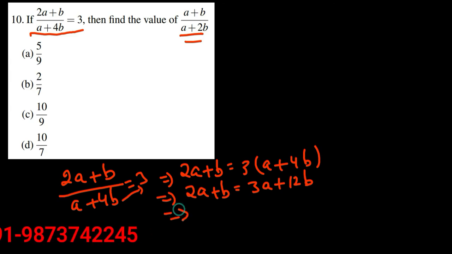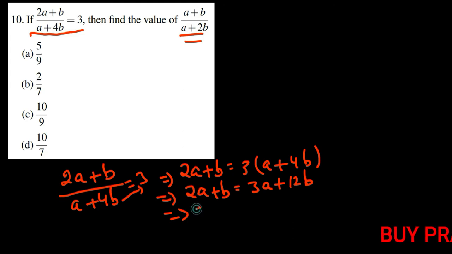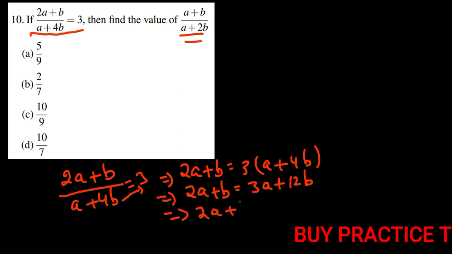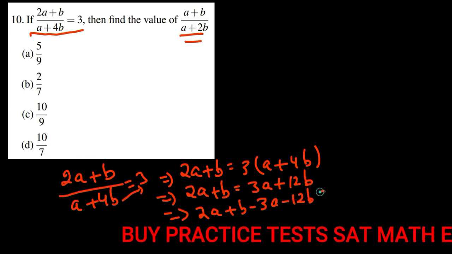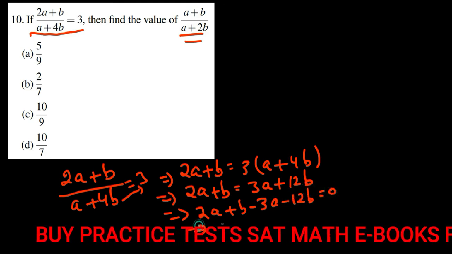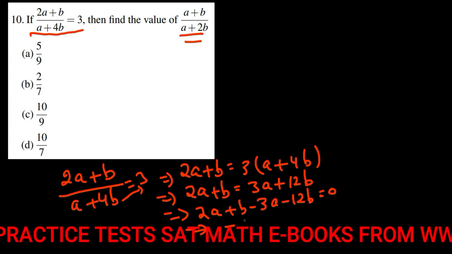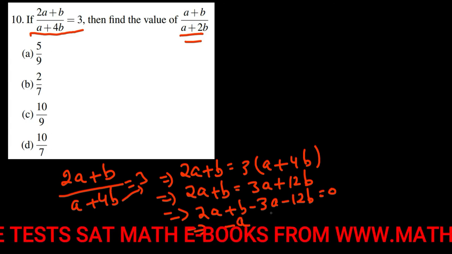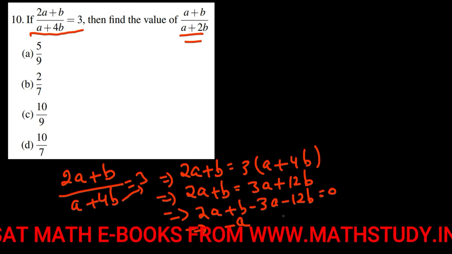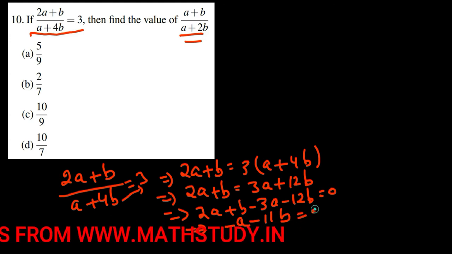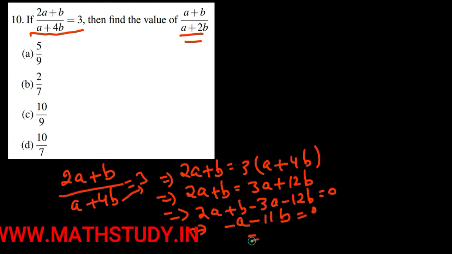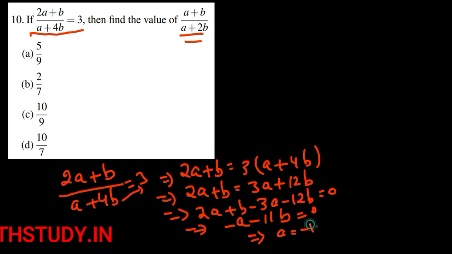So this further implies, let us take all these values towards the LHS and then simplify. So 2a + b - 3a - 12b equals 0. 2a minus 3a, sorry, is nothing but minus a, and b minus 12b is minus 11b, equals 0. Or we can write it this way: a equals minus 11b, right students? a is equal to minus 11b.